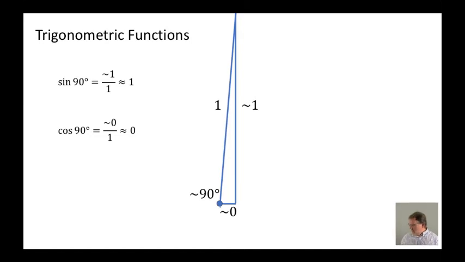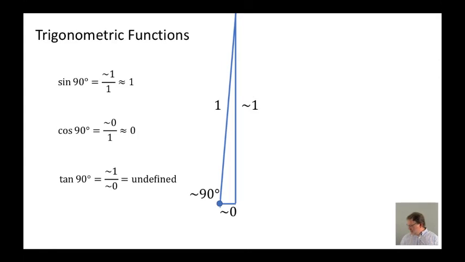What happens to tangent? That's opposite over adjacent. 1 over 0. What's that? Do we remember? Can we have a 0 in the denominator? What do we call it if we have a 0 in the denominator? We say that it's undefined. Tangent gets closer. Actually, it shoots off to infinity as you get larger and larger angles there. But once it hits 90 degrees, it becomes undefined.